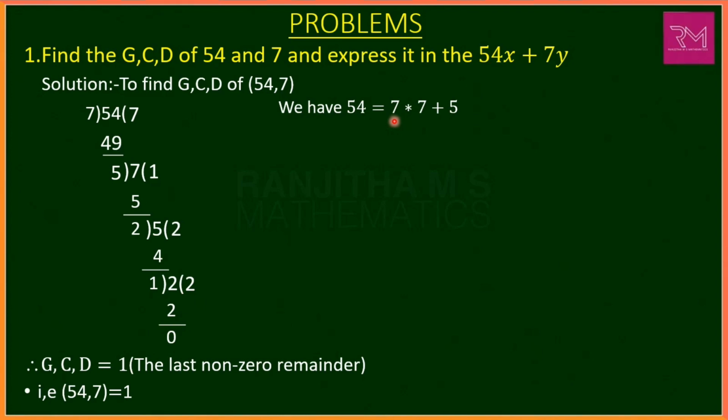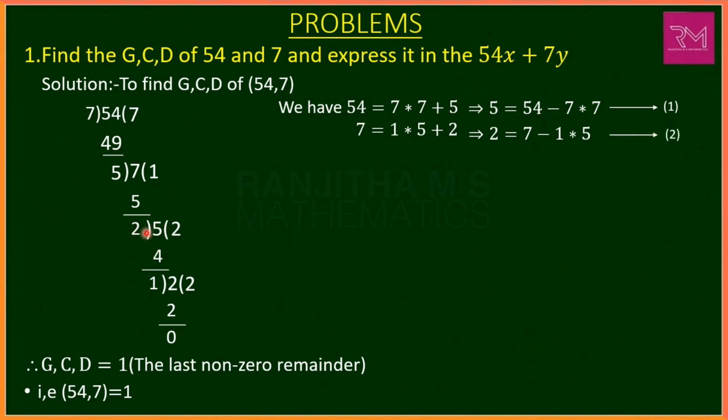So we get this value with the help of the division algorithm method. We are applying the division algorithm method for this first division, or we can take this value as 5 which is equal to, taking this to the left hand side, 54 minus 7 into 7. Call this equation number 1. Similarly, for this division, we apply the division algorithm method. Here 7 is a dividend, 5 is a divisor, 1 is a quotient, and 2 is a remainder. So we can write 7 as 1 into 5 plus 2, or we can take 2 which is equal to 7 minus 1 into 5, and call this equation number 2.